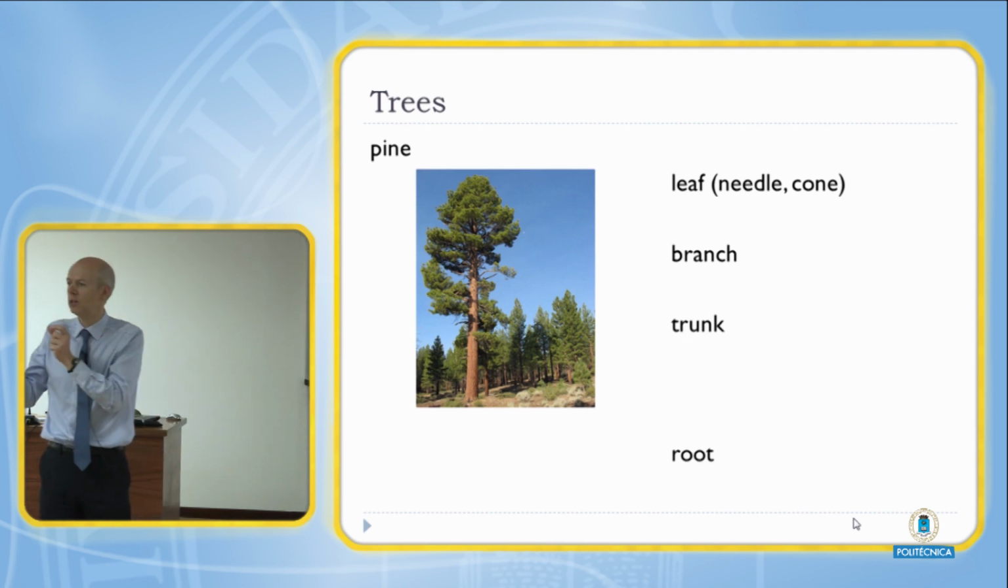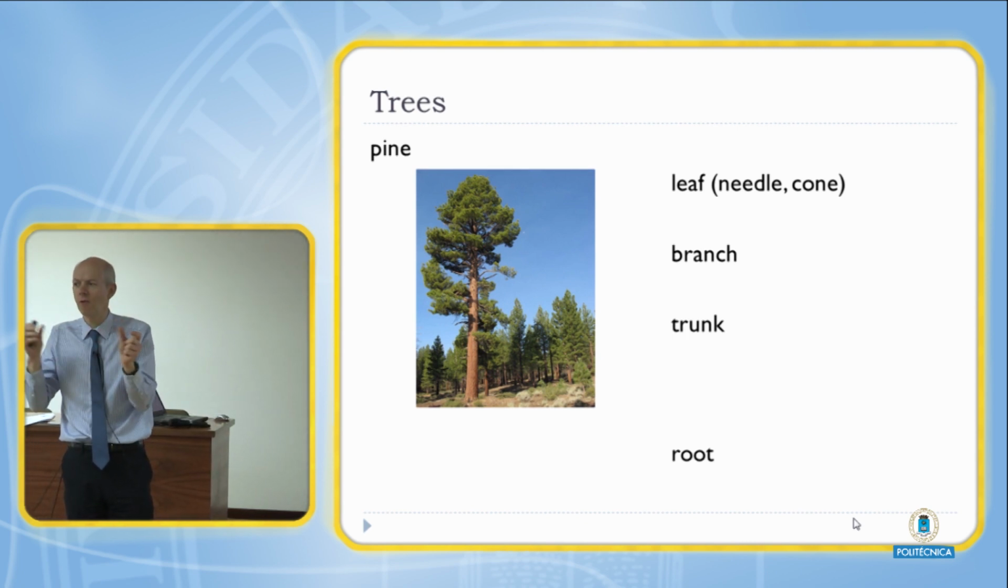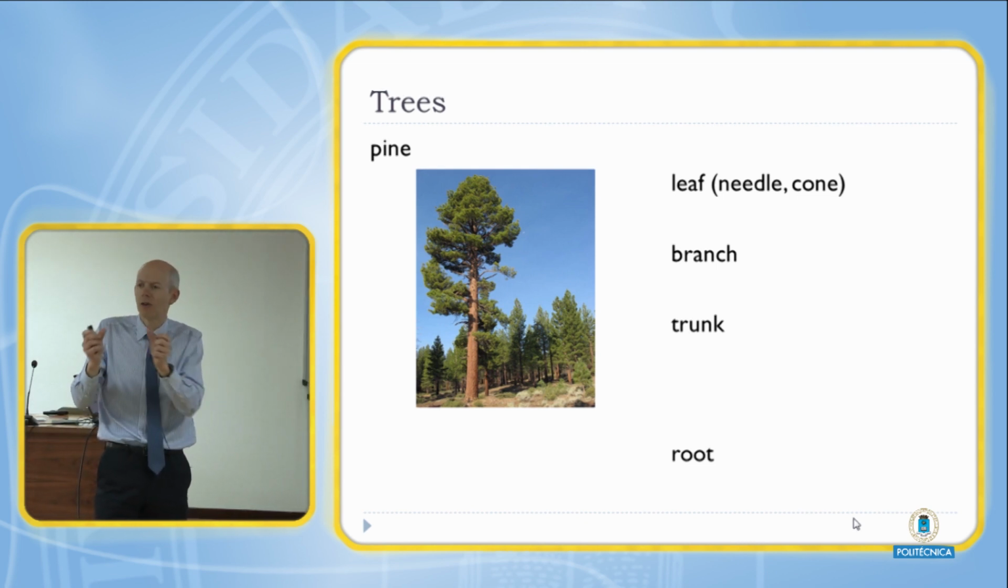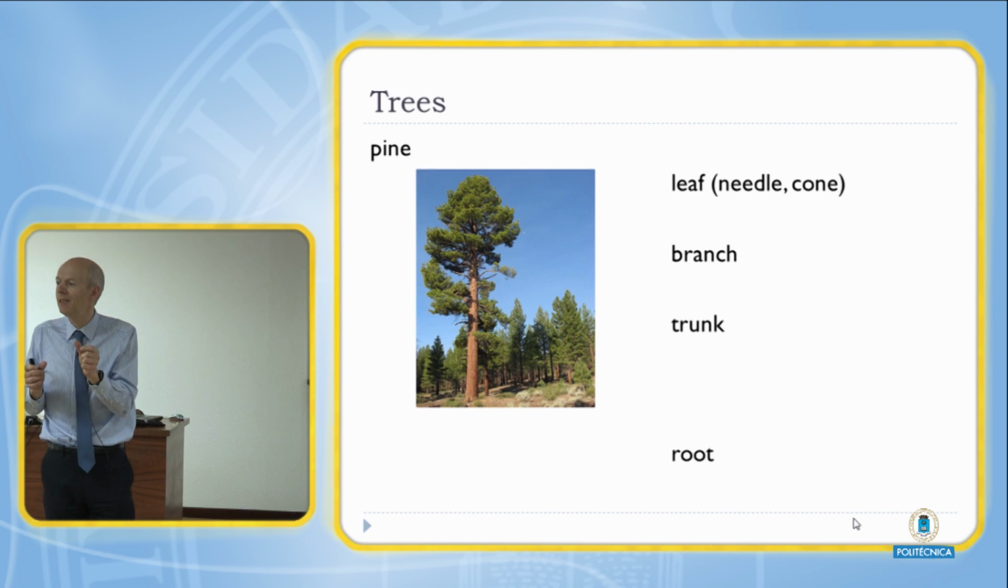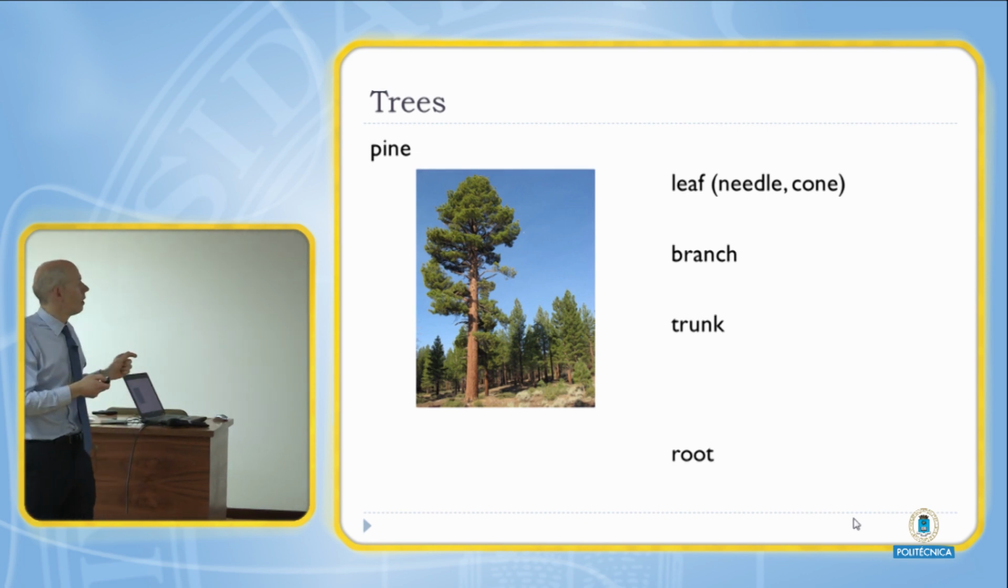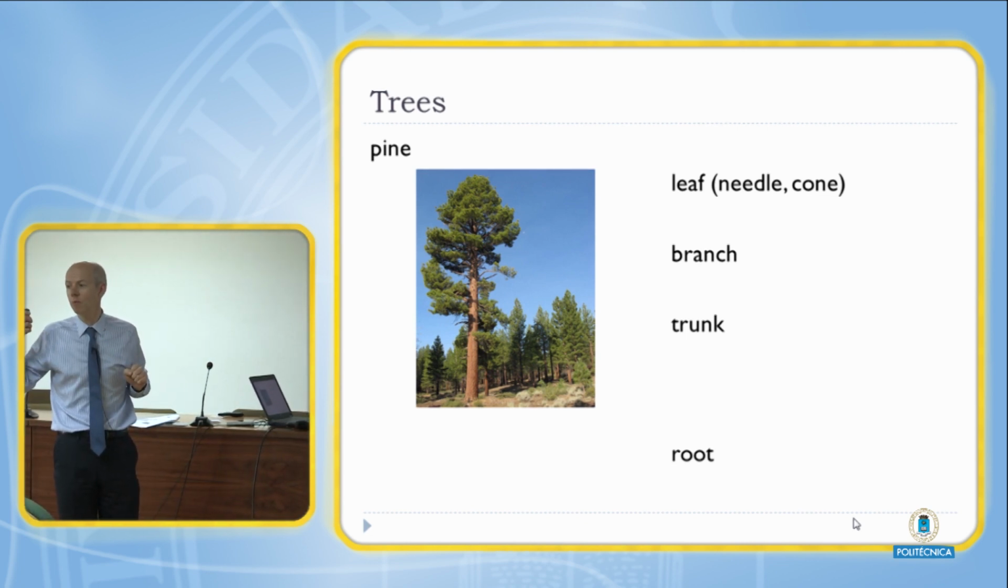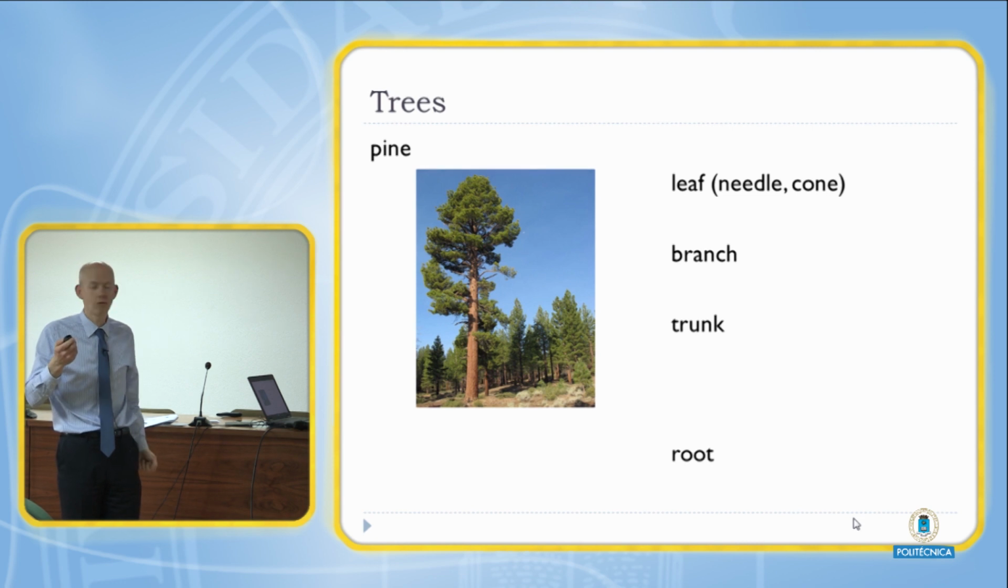So in order to differentiate a pine tree from another type of tree, such as an oak tree or a beech tree, you could identify that it has needles rather than leaves. So that would help you to hopefully remember what a pine tree is, or at least recognize it if you saw it.